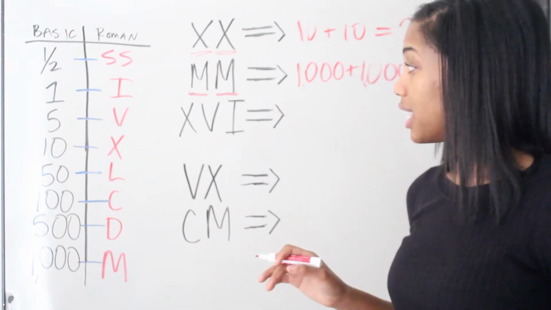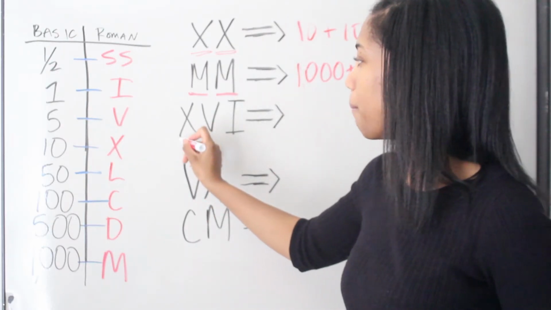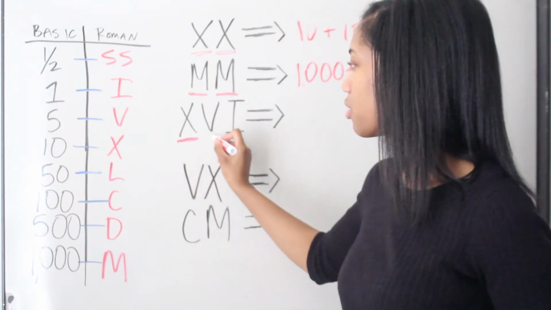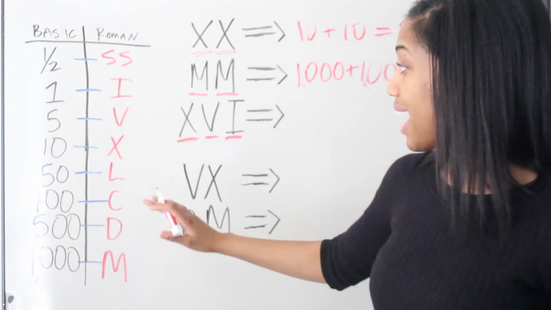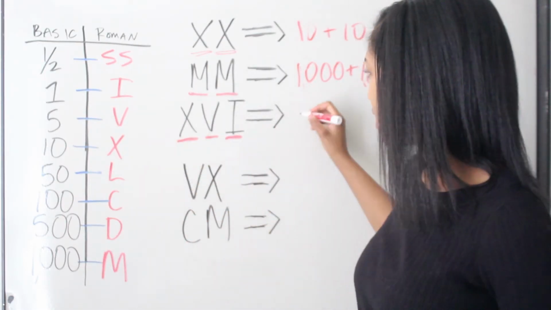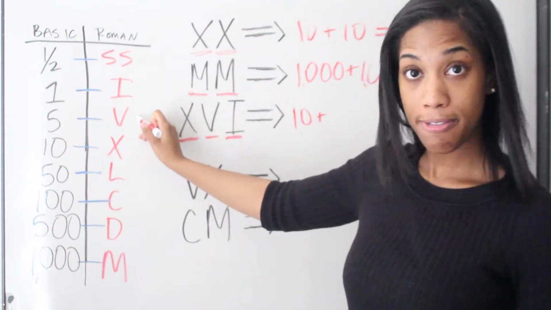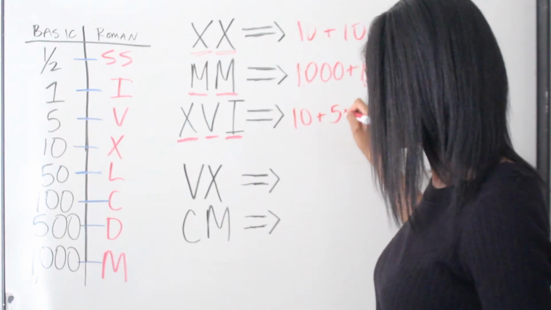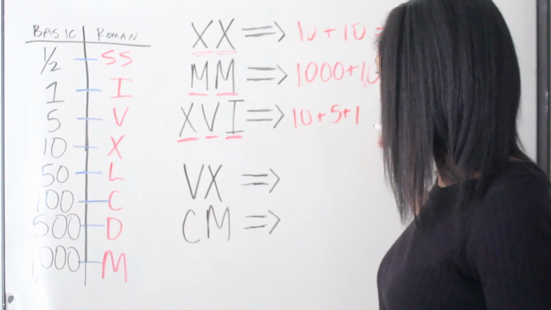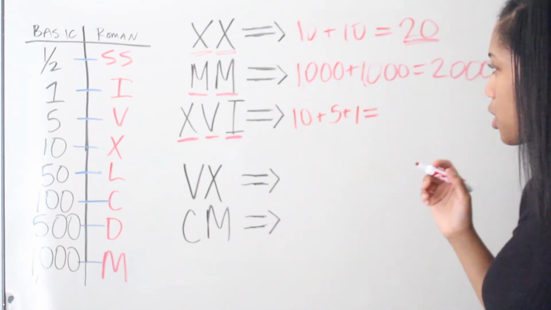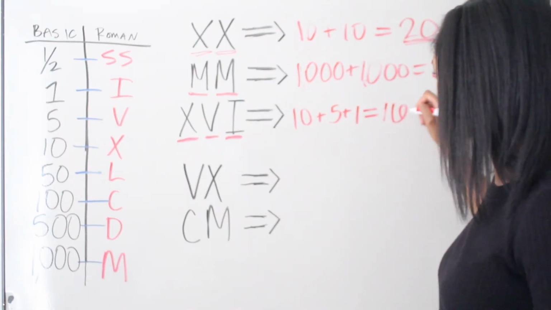So now our next one is, we're going to mix it up, okay? We're going to deal with some different Roman numerals bunched up together. So we have an X here, V, and I. Now, looking at our chart, X is 10 plus V is 5 plus I, which is 1. So 10 plus 5 plus 1 gives us 16. Good.